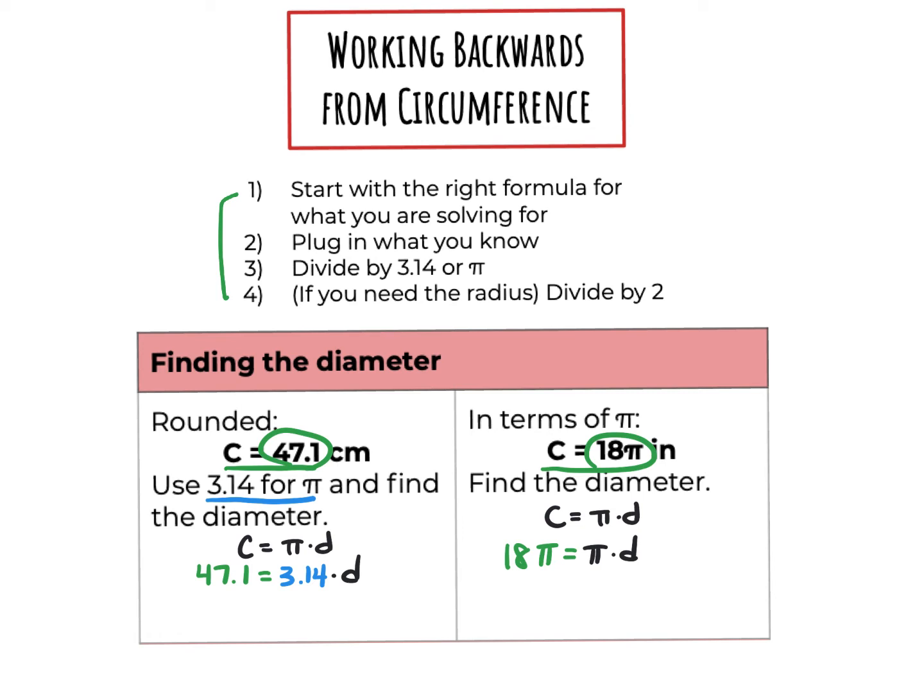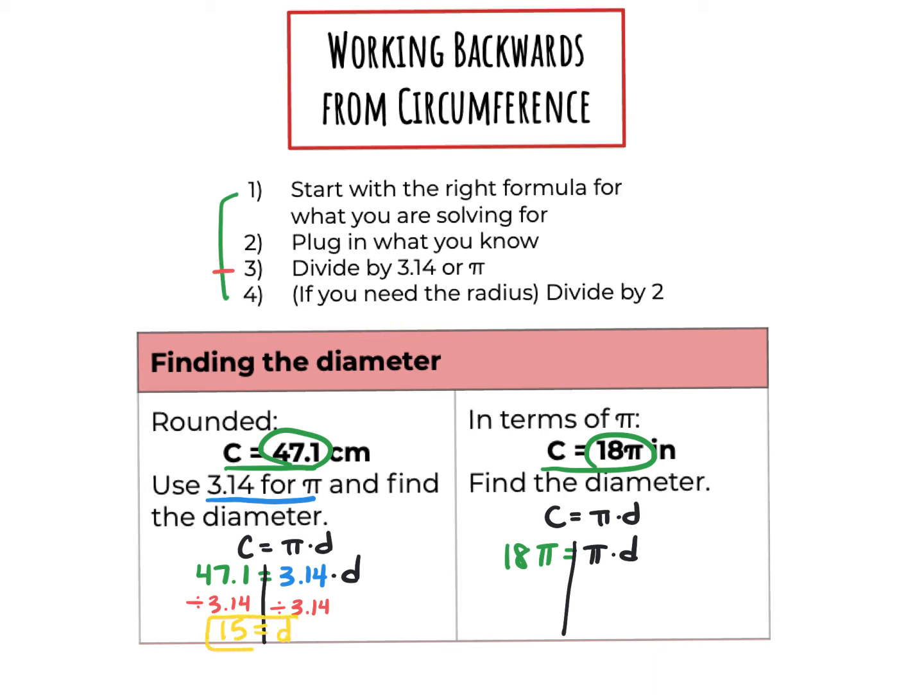Next, step 3, we're going to be dividing. So think about an equation. I want that diameter by itself, and right now it's being multiplied by pi. So on both sides, my step would be to divide by 3.14 or the pi symbol. In this first one, I have the decimal, so I'm going to divide by that. 47.1 divided by 3.14 gives me an answer of 15 is equal to my diameter.